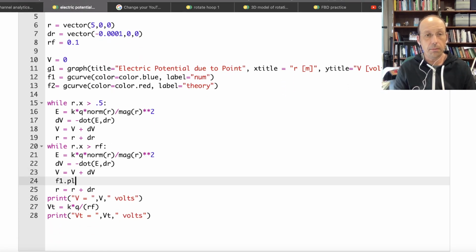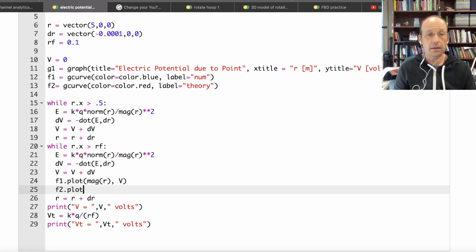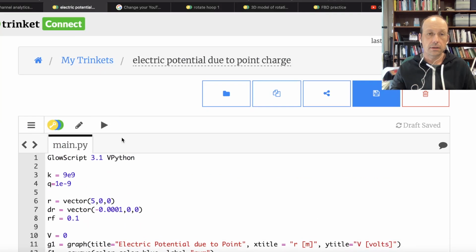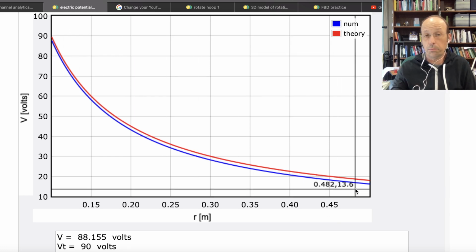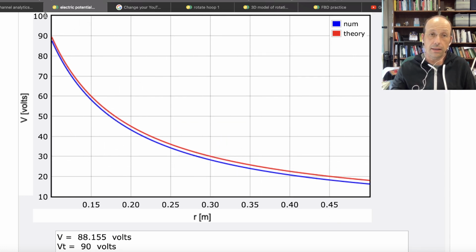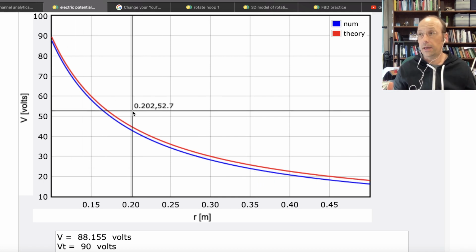So I'm going to say f1.plot, r.x, right? I should really do mag r. I can't plot r because r is a vector. And then I can say v. And then f2.plot mag r. This is the theoretical. And then I can just type in k times q divided by mag r. I think that should work. Let's see. Yeah, there you go. So you can see as I get really close, they're pretty close in value, and they give this 1 over r type graph. And so I'm pretty happy, and I think I'm just going to stop there.